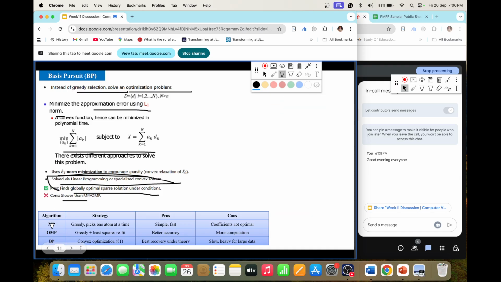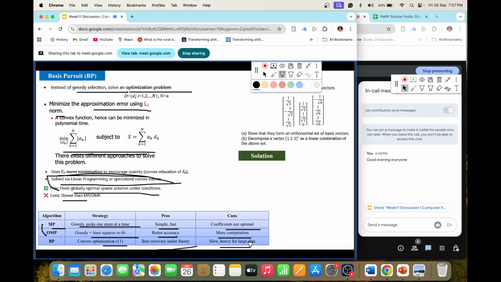Okay, so the MP algorithm is greedy: it picks one atom at a time. It is simple and fast, but the coefficients are not optimal. To solve this we have OMP, which is greedy plus a least squares refit. It gives better accuracy but needs more computation. And then we have the last one, basis pursuit. It solves a complex optimization problem to get your atoms, and gives the best recovery under theory, but it is slow and heavy for large data.